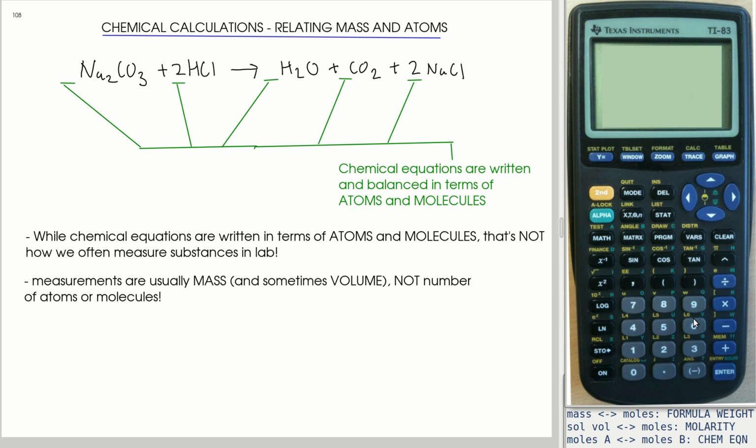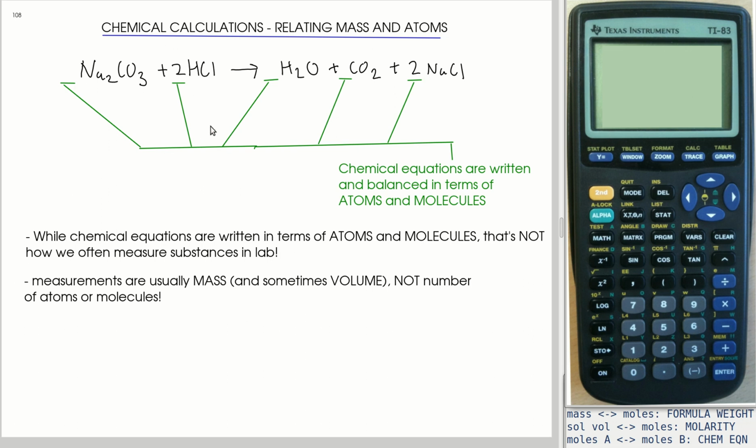And when we were balancing, the coefficients that we were writing were telling us how much of one compound we would need to use relative to another, but it was written on an atomic basis, on a molecular basis. But in the lab, we usually do two kinds of chemical measurements. We measure mass and we measure volume. We don't directly measure the number of atoms or molecules.